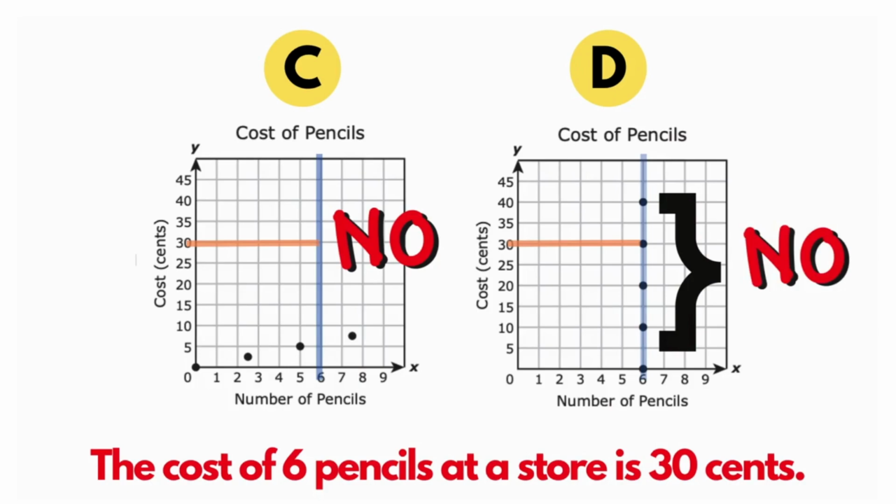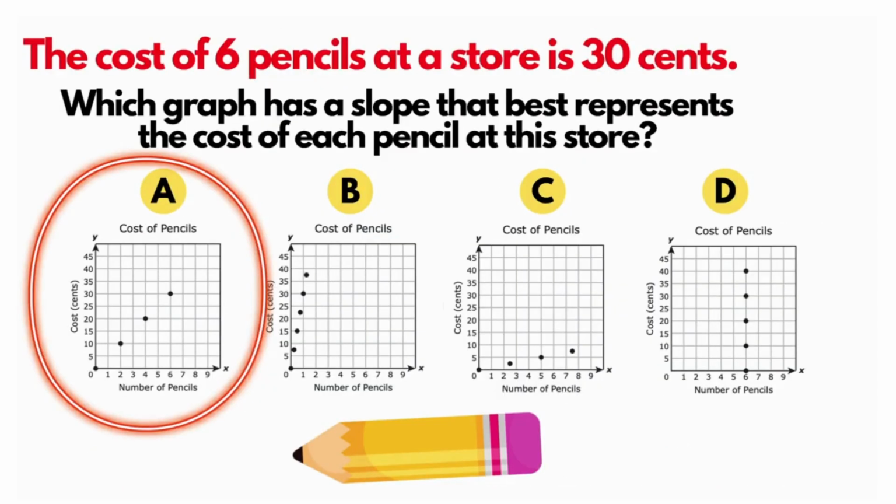So really, just looking at our graph and making sure it's a proportional relationship and matching up our X and Y values, we can figure out which graph has the slope that best represents the cost of each pencil at the store. A.